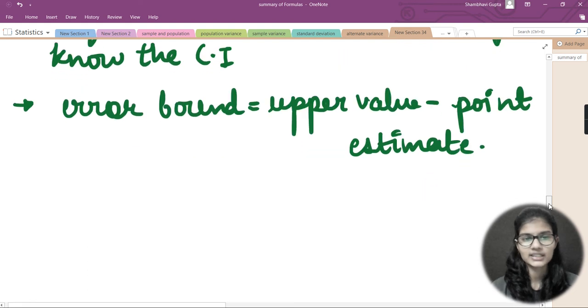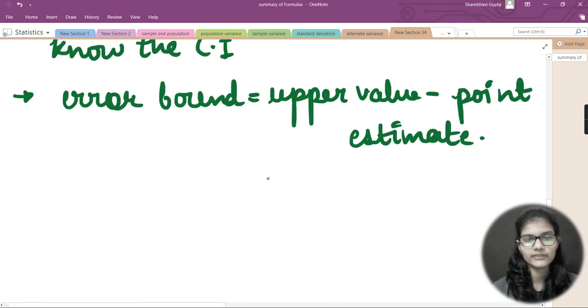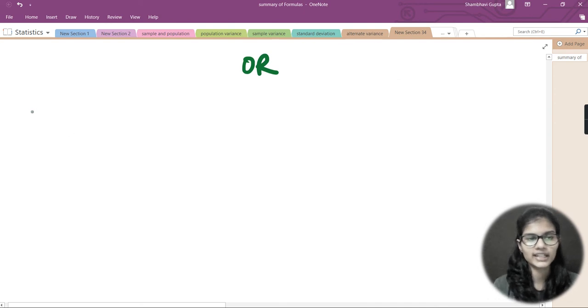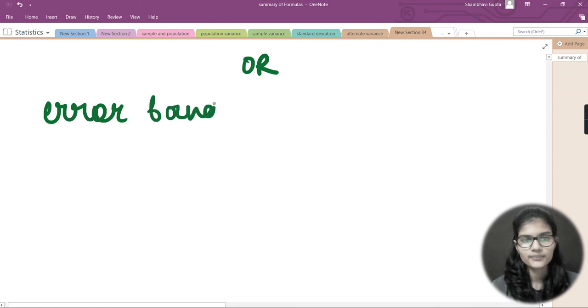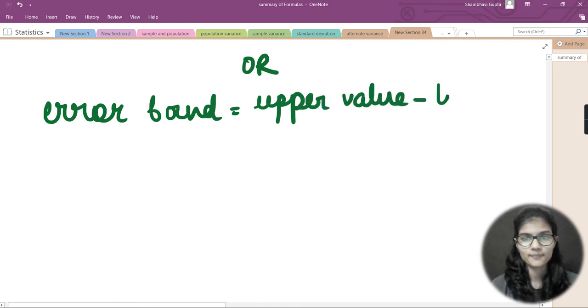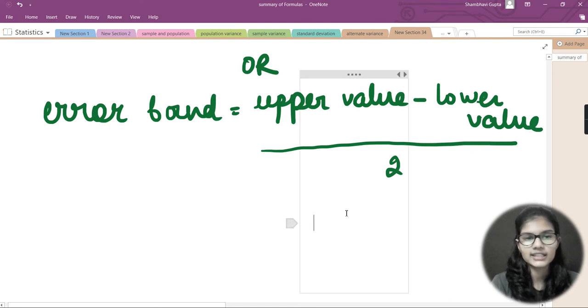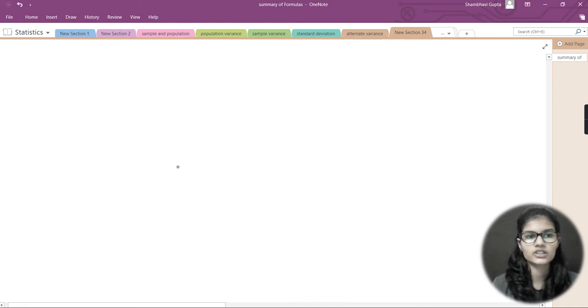Right, this is the first thing that comes. After this, we have one more thing which we have even discussed in our video. So let me tell you that here as well. The second one is error bound equal to upper value minus lower value, and the whole thing is divided by 2. Right, so this is another formula for finding the error bound. I hope you got the idea.